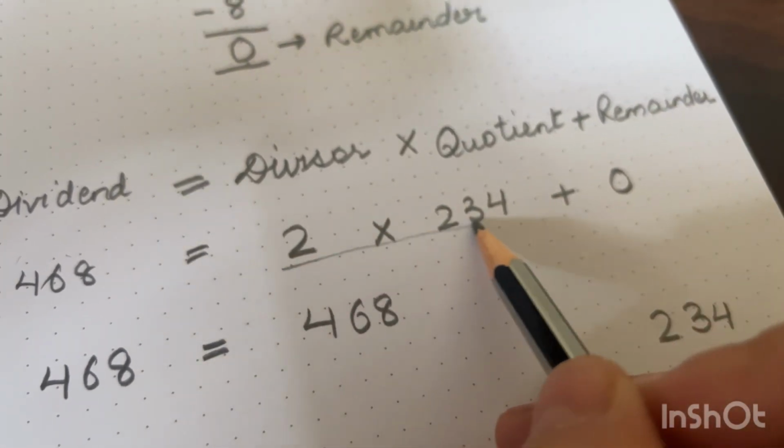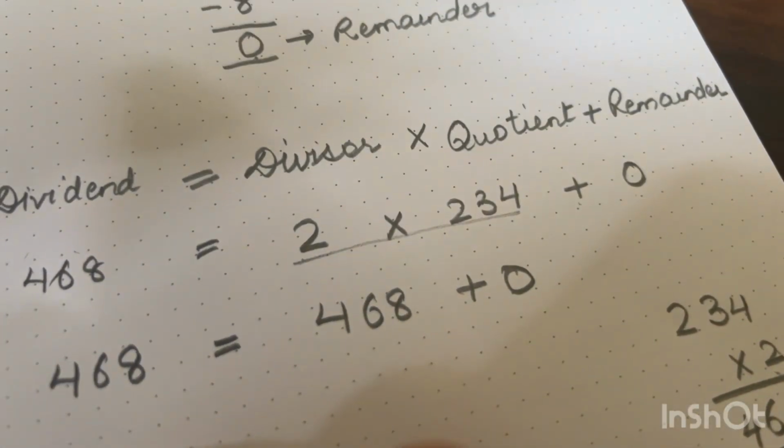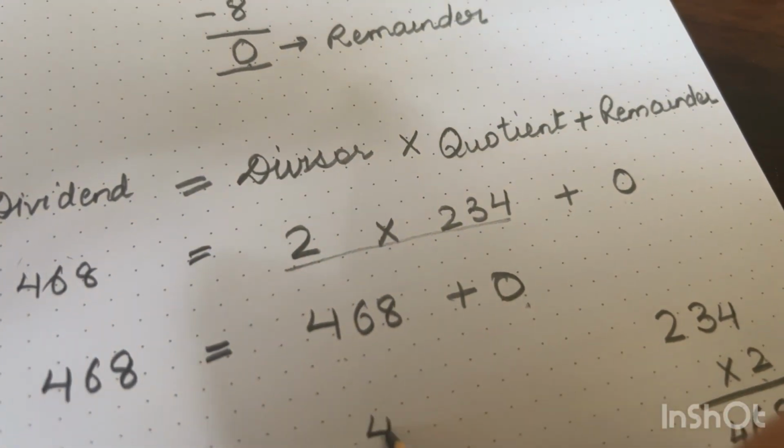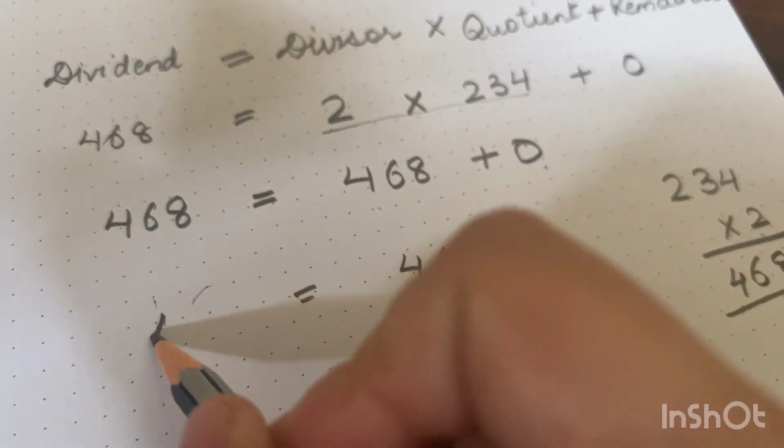And we have solved this. Now we will write plus 0. Now see, 468 plus 0 is equal to 468. And again we'll copy the same number from here.